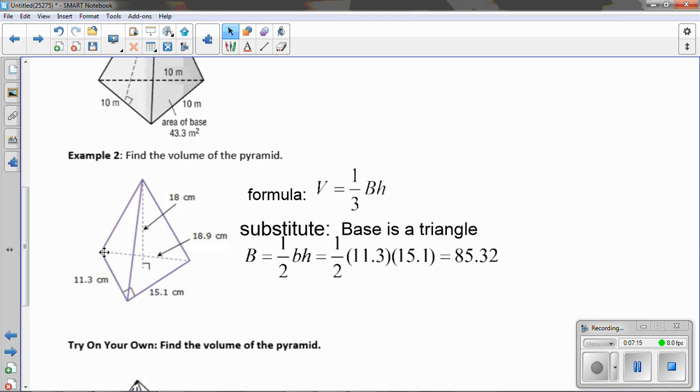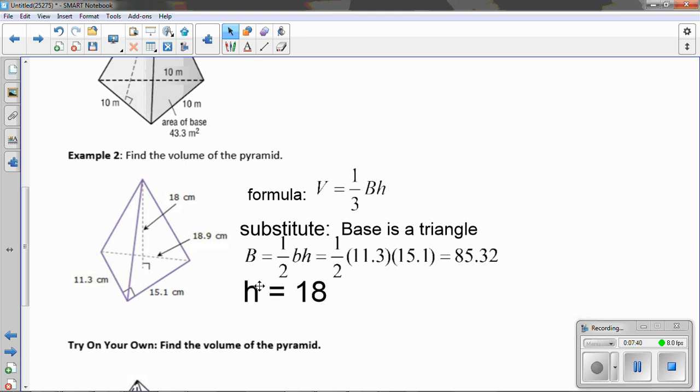I thought of my base as 11.3 and my height was 15.1. So that's what I plugged in. I get the area to be 85.32. I rounded that because it was actually 3.15 and I just rounded it up. Okay? Then my perimeter, I just add up all the sides, so 11.3 plus 15.1 plus 18.9.